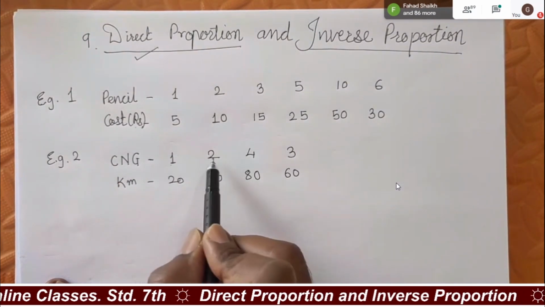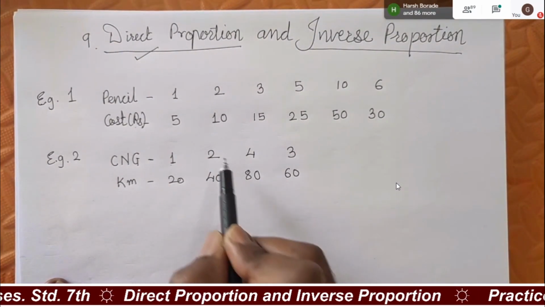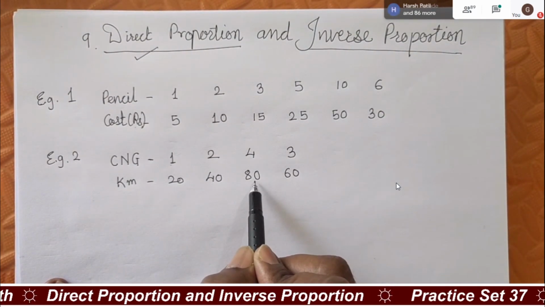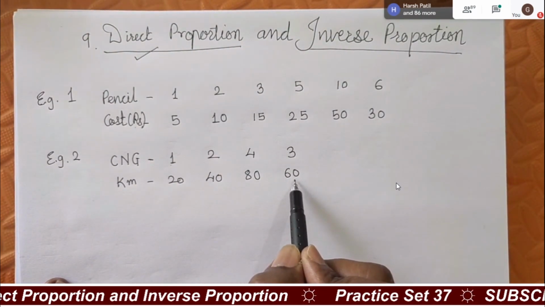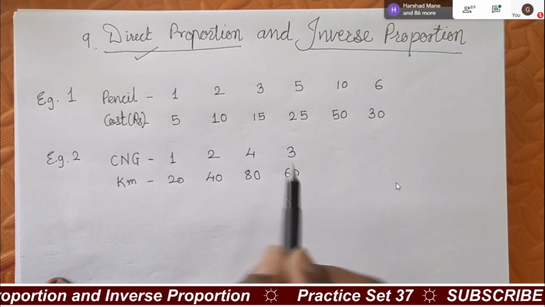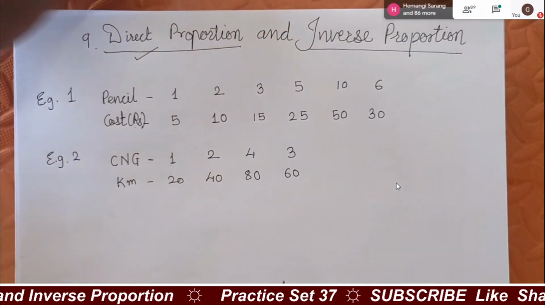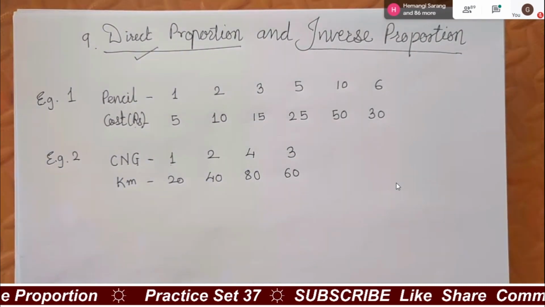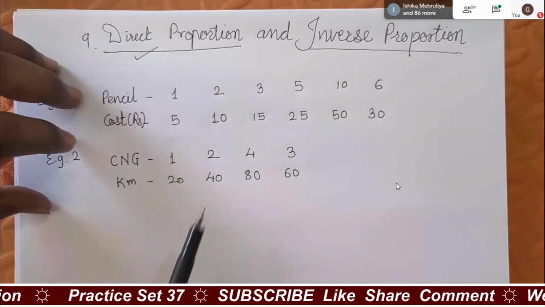From 1 to 2, the first quantity is increased, and the second quantity also increases. From here to here again the first quantity is increased, the second is also increased. But if I decrease the first quantity, the second quantity also decreases. It is called direct proportion. In direct proportion, whatever ratio we get, we will get the same ratio.